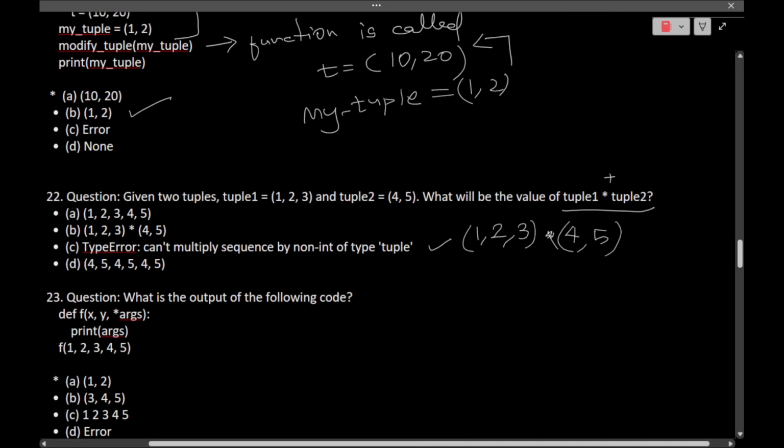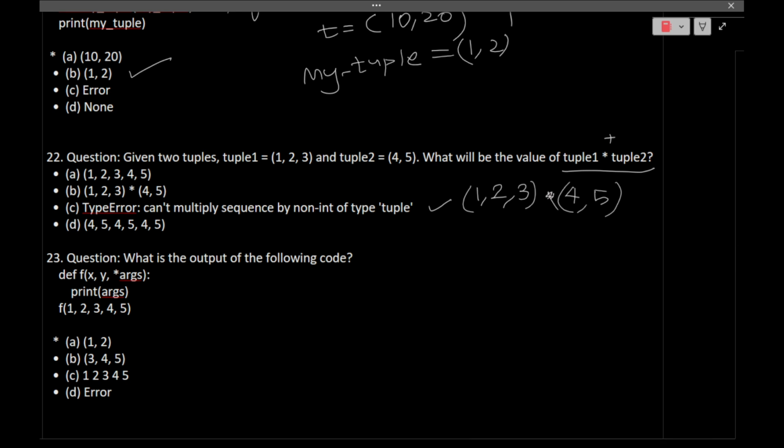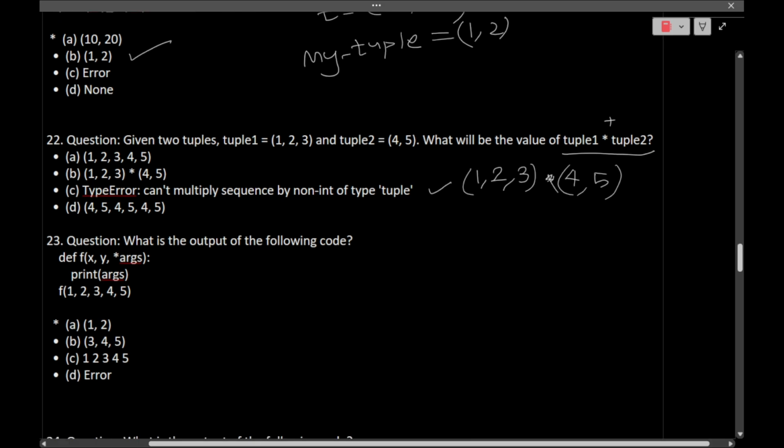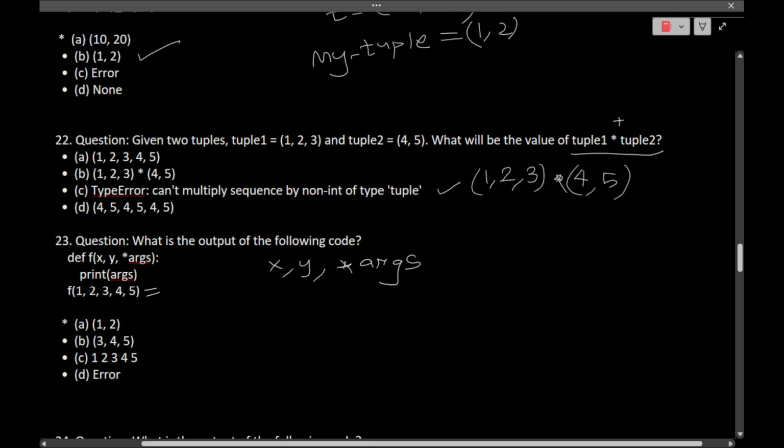Now coming to number 23. What is the output of the following code? Again, this question is based on functions. A very good question actually. This x, y, asterisk args. Most of the publishers do not contain these kinds of examples or concepts, but by this we will be able to understand. This is also a function-based question.